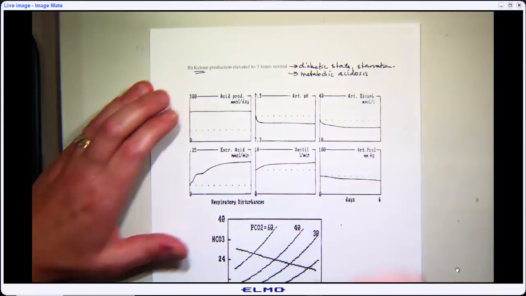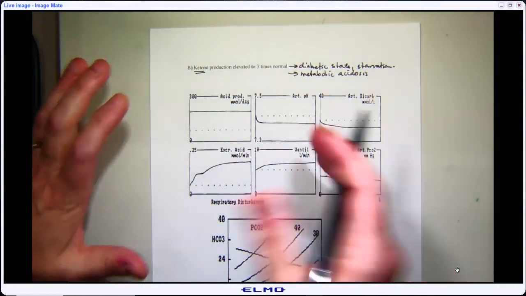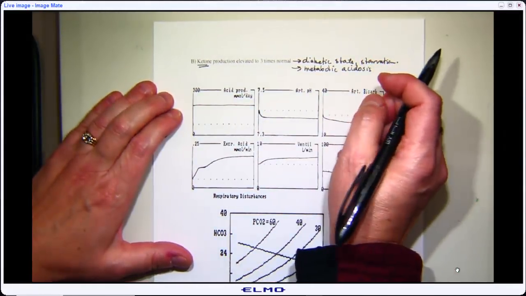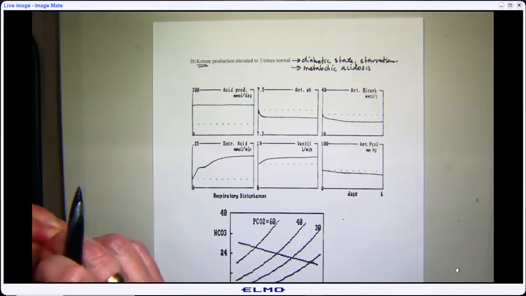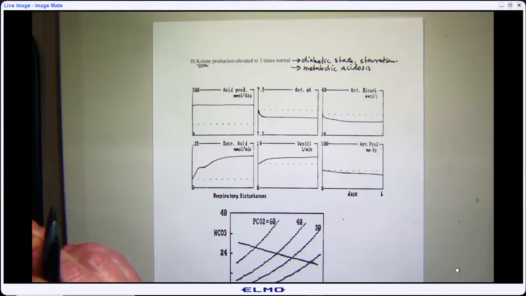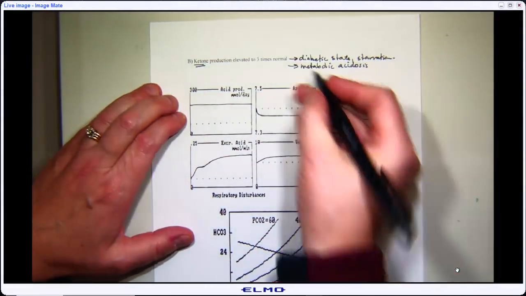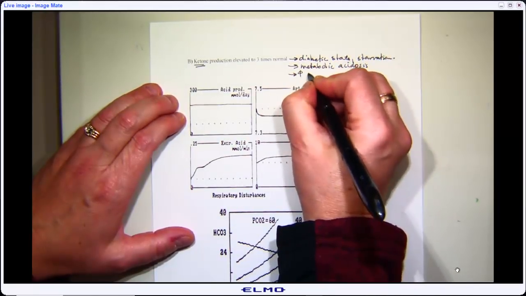So this was our example that again we've done before. So we can bring that information forward here. Increased ketone production, so this would be somebody in an elevated state of utilizing either fats or amino acids or proteins as fuels, right? So that's our metabolic acidosis. Essentially then the problem is an increase in acid production.